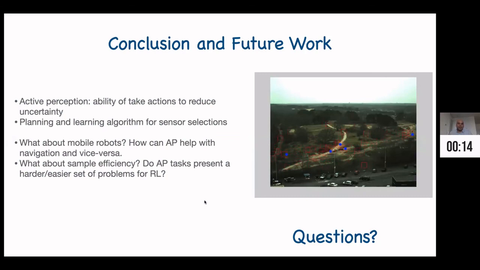That's again something that introduces a cyclic structure and a question that I haven't answered particularly in this talk, but there are answers to this question in a specific setting. It would be nice to know if there are general answers to this. Finally, what can we say about reinforcement learning? Does active perception present a harder or easier set of problems for RL? And what about the sample efficiency? So I would like to draw an end to my talk here with these questions.